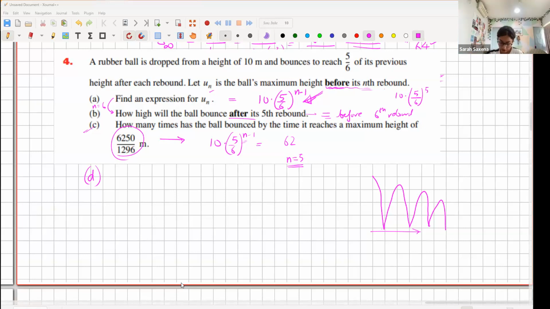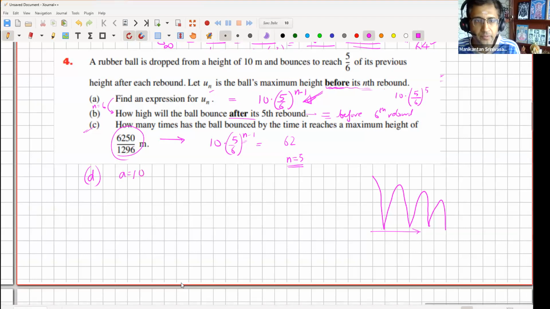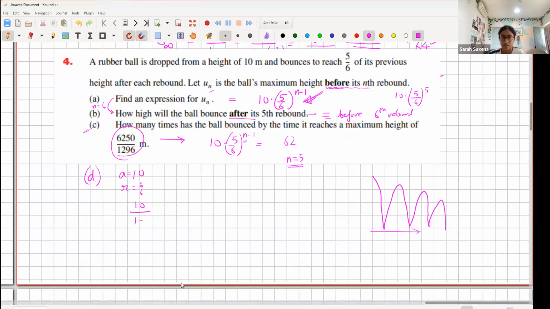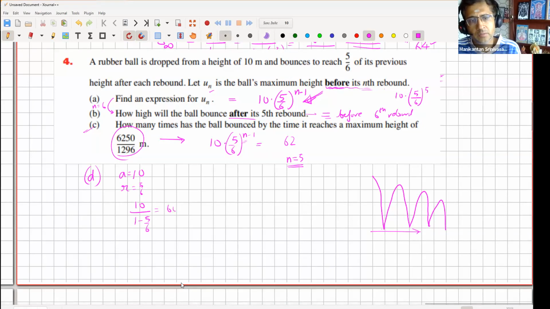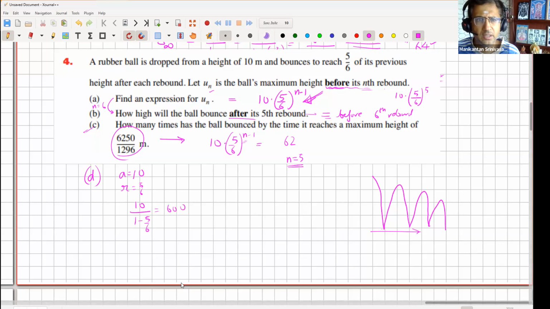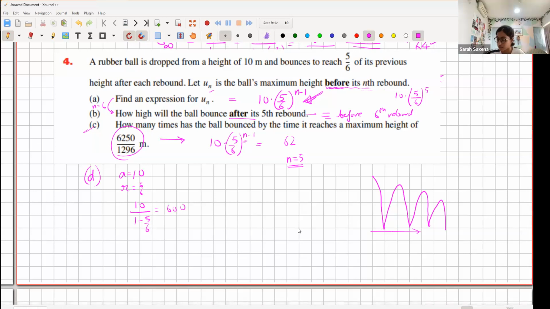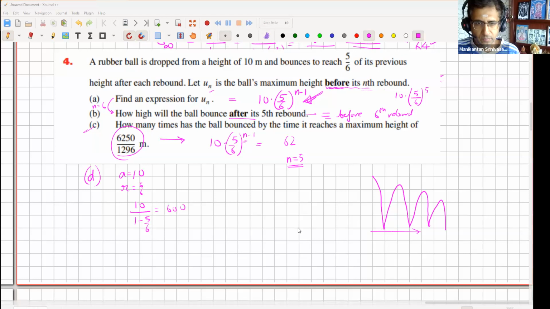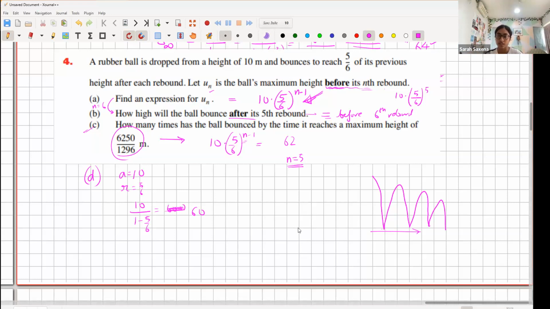So I did a over 1 minus r. I took a as 10, or 1 minus 5 by 6. So that's 600. Okay, 60 or 600? Sorry, 60. 60, right? So the question was the vertical distance it traveled, the total vertical distance the ball traveled during its lifetime. So would that be 60?